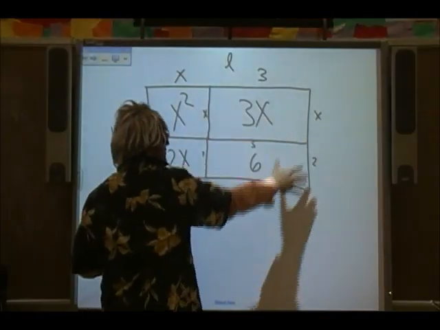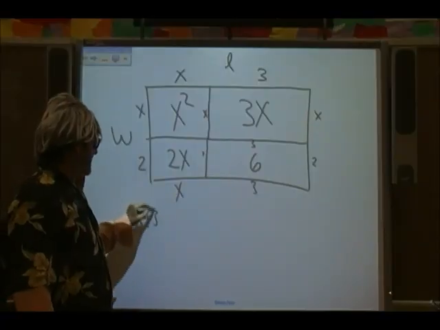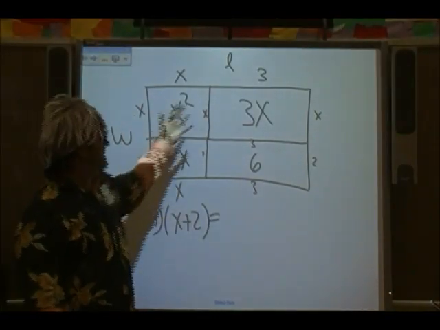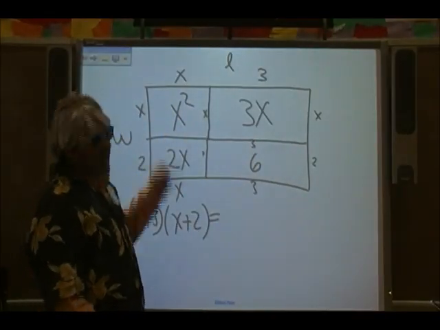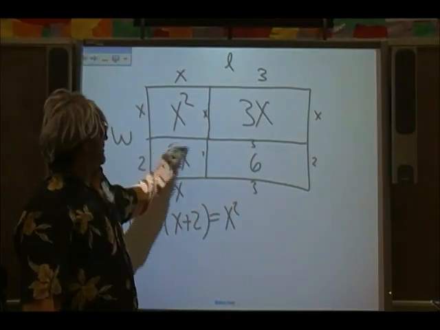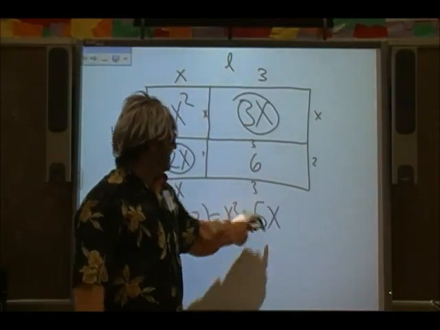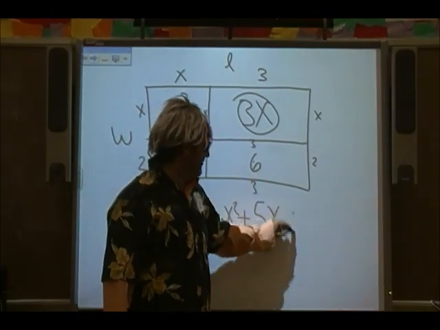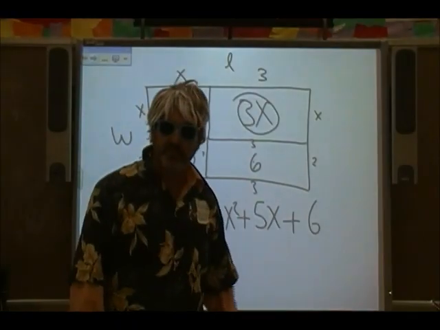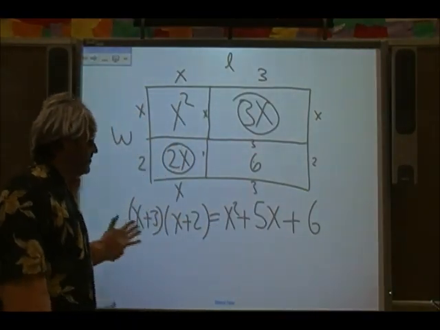So what's the area of the whole thing? Well, you're taking x plus 3 times x plus 2, right? That's length times width. And you just add these boxes. X squared, no other terms to combine it with. You have a 2x and a 3x, gives you a 5x. And a 6 is left over. And there it is. So that's a geometric proof of multiplying two binomials. Right there.